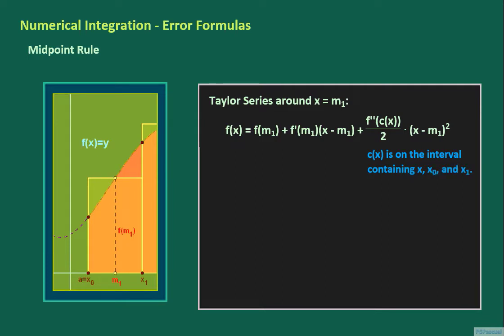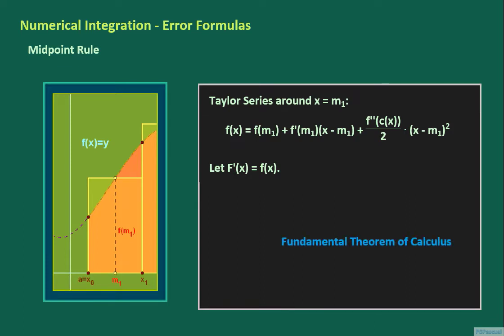We define a new function capital F so that capital F prime is equal to f of x. That is, capital F is an antiderivative of little f. We invoke the fundamental theorem of calculus, or at least one version of it, so that the integral of f of x with respect to x from x equals m sub 1 to x equals t is equal to capital F of t minus capital F of m sub 1.